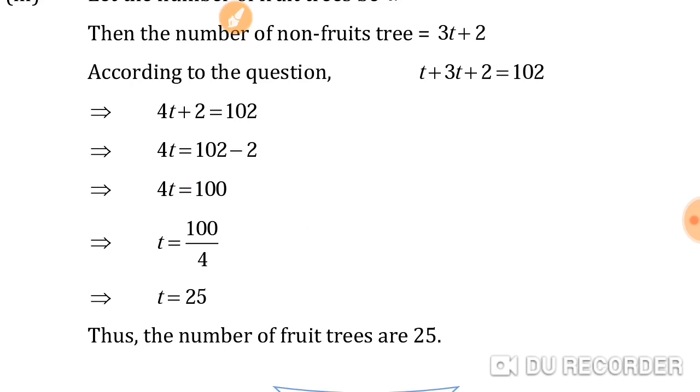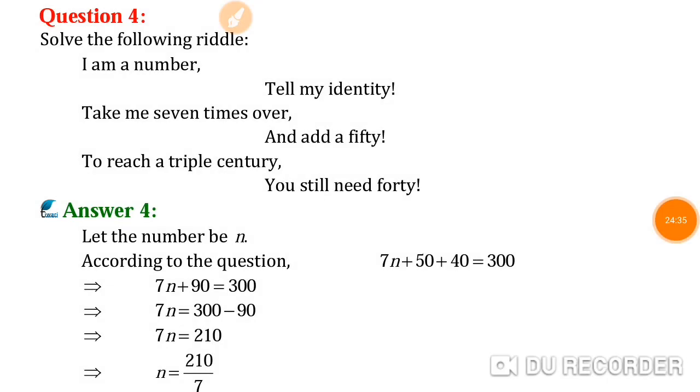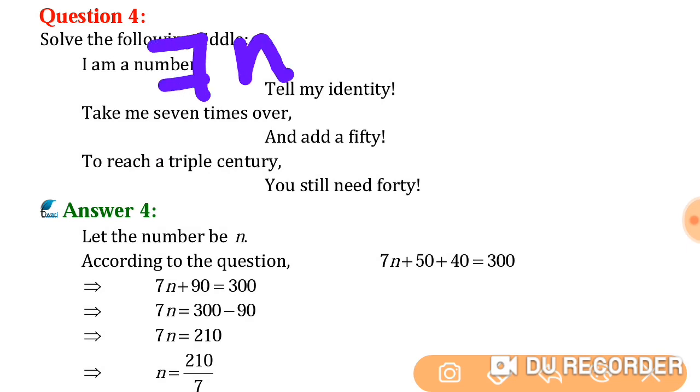Then you have to check by verifying the number. So this is the last question of this lesson. Solve the following riddle. I am a number, so take the number as n. Tell my identity. Take me 7 times over, add 50.